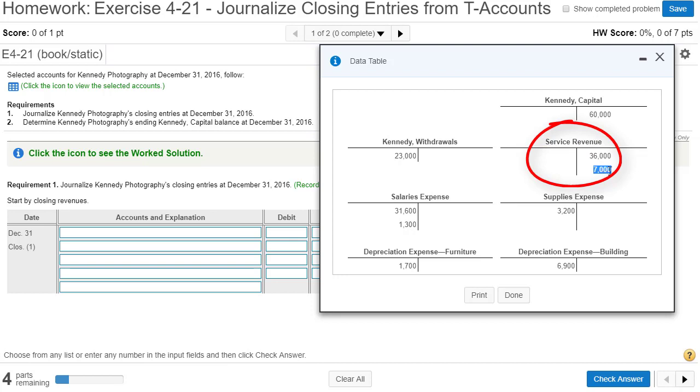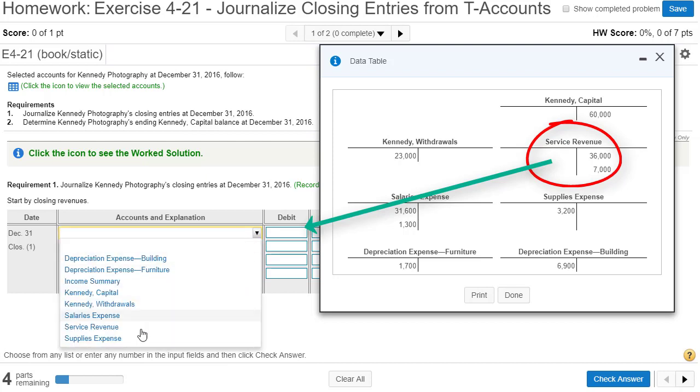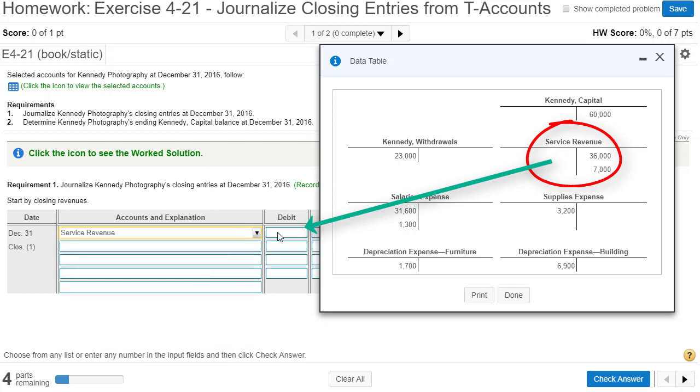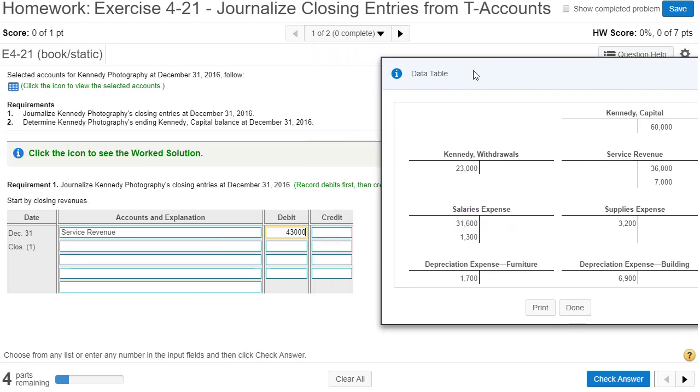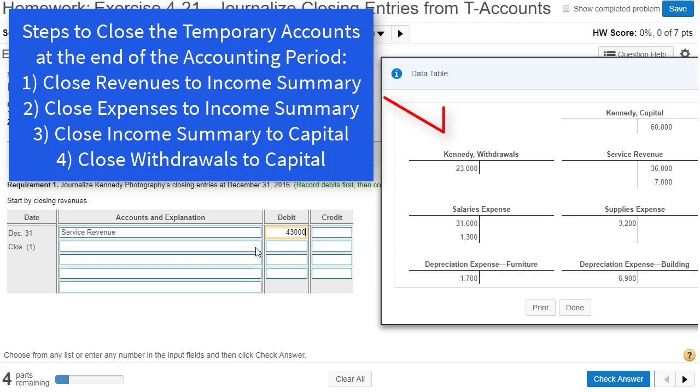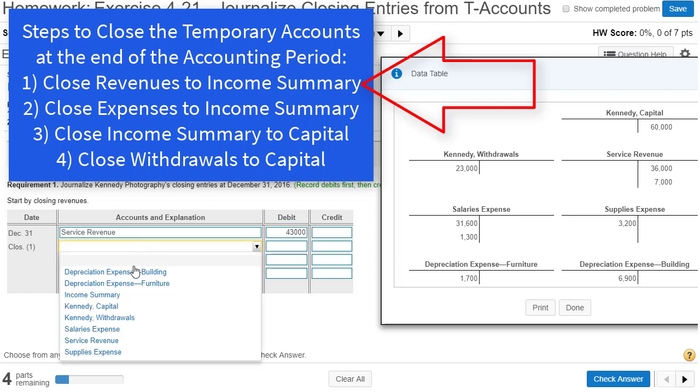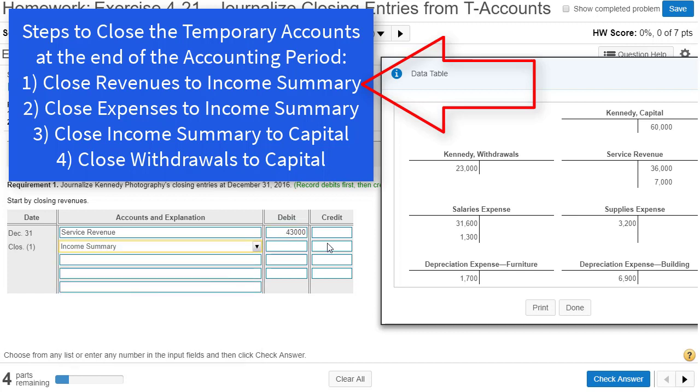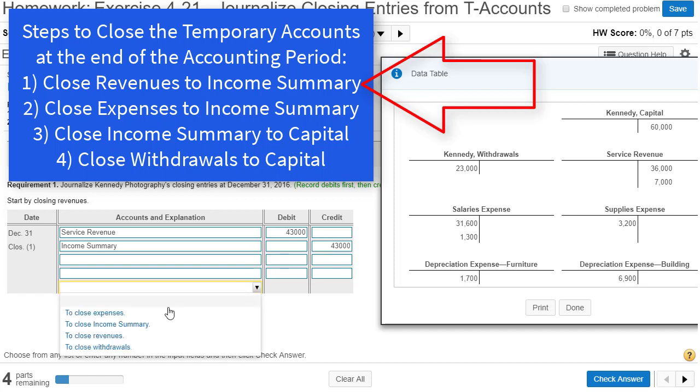So how do we close this account so that it has a balance of 0 for the next year? We have to put 43,000 on the opposite side, the debit side. And now we need to remember the 4 steps for closing our books at the end of the period. First step was we close revenues to income summary. So we've now closed our revenues.